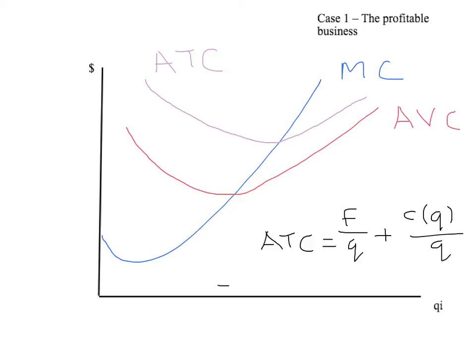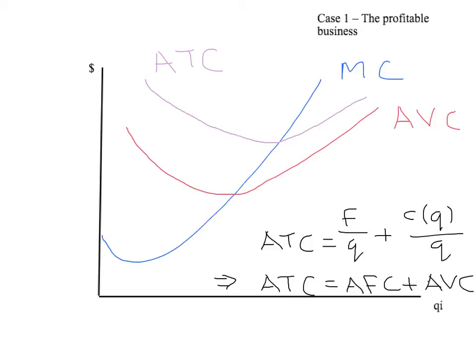But notice that that is the same as writing average total cost equals, well, this first bit here, fixed cost divided by quantity. We can call that average fixed cost. So average total cost equals average fixed cost plus, well, what about the second bit? The second bit here is just our variable cost divided by Q. It's our average variable cost. So average total cost equals average fixed cost plus average variable cost.